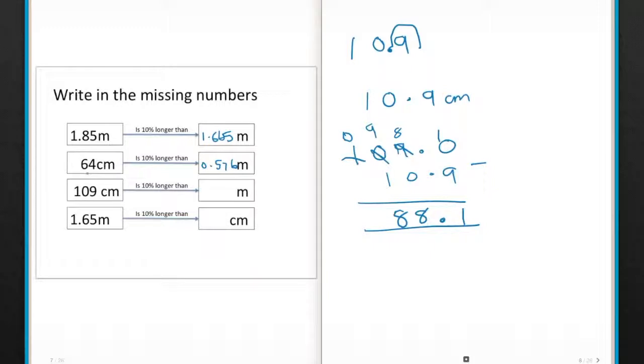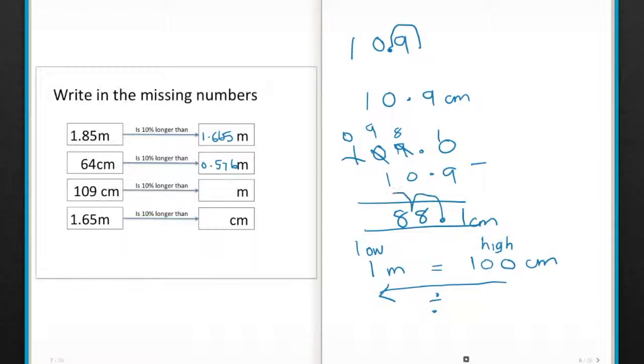Now remember, this is in centimetres. We want our answer in metres. 1 metre equals 100 centimetres. We are here and we want to get to there. This is the high number because it's 100. This is low, it's only 1. To go high to low, lower, we divide. We're dividing by 100, so move the decimal point 2 places to the left. And it gives us 0.88.